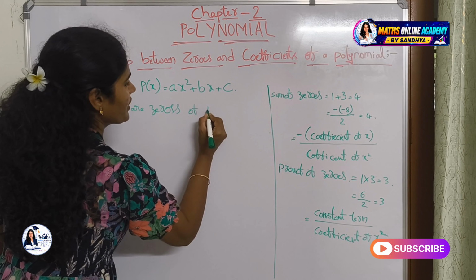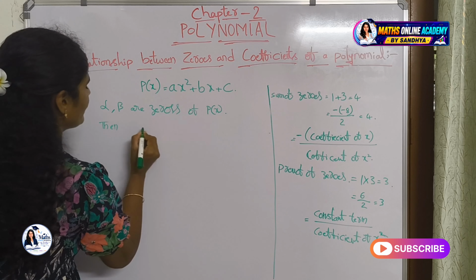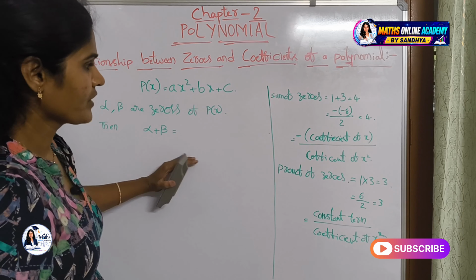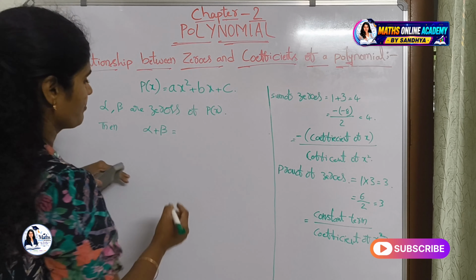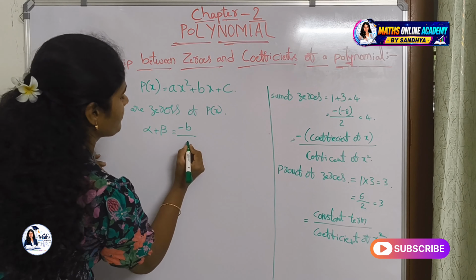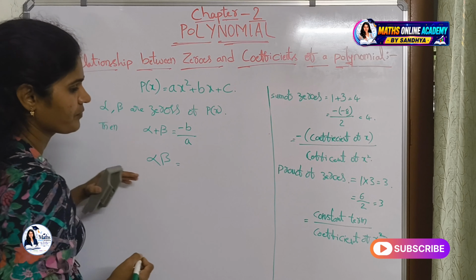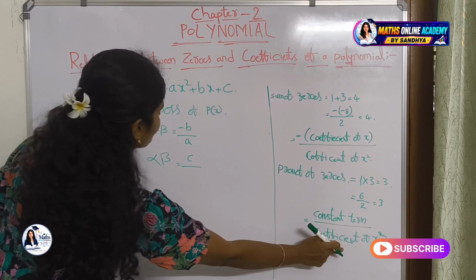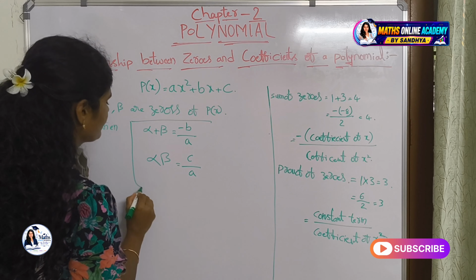Zeros of p of x. So then, what is alpha plus beta? Sum of zeros is equal to what? Minus coefficient of x by coefficient of x square. What is the coefficient of x? Minus b by coefficient of x square, that means a. And product of zeros: the constant term is c, so c by coefficient of x square, which is a. These are the formulas. Okay.